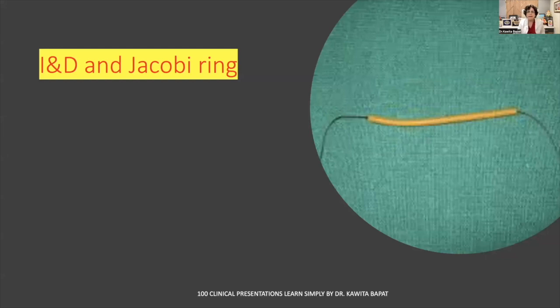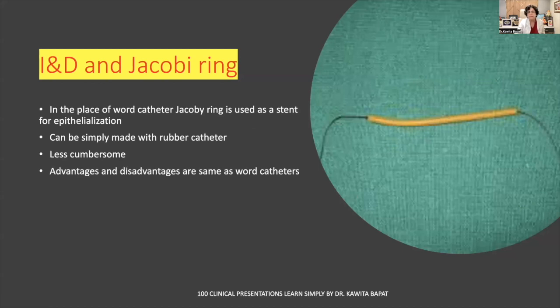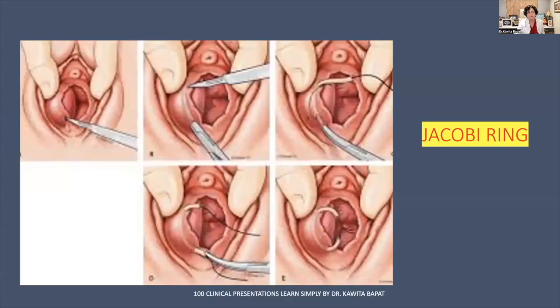This is a similar device, the Jacobi ring. The Jacobi ring is nothing new. In place of the Word catheter, the Jacobi ring is used as a stent for epithelialization. This is the ring, and it can simply be made with a small rubber catheter with a thread inside. It is less cumbersome than the Word catheter, but the advantages and disadvantages are the same.